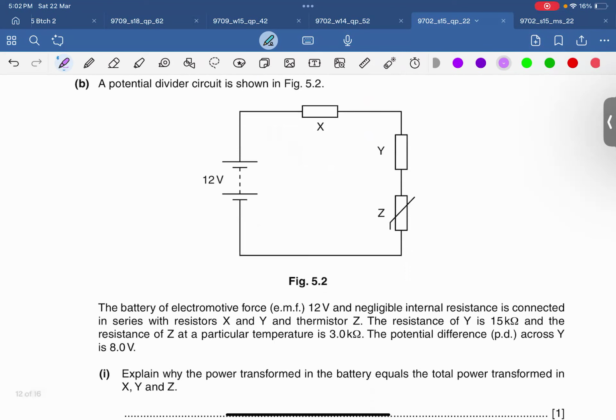A potential divider circuit is shown in figure 5.2. The battery of electromotive force 12 volt and negligible internal resistance is connected in series with resistor X, Y, and thermistor Z. The resistance of Y is 15 kilo ohms, and the resistance of Z at a particular temperature is 3 kilo ohms. The PD across Y is 8 volts. Explain why the power transformed in the battery equals the total power transformed in X, Y, and Z. Any idea?